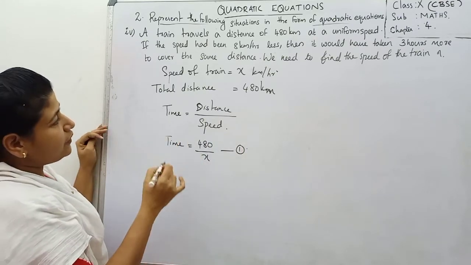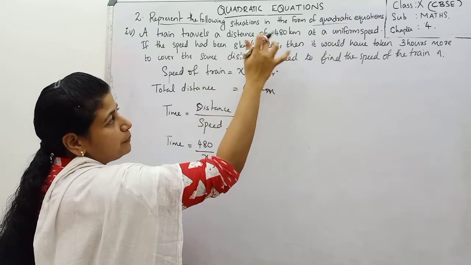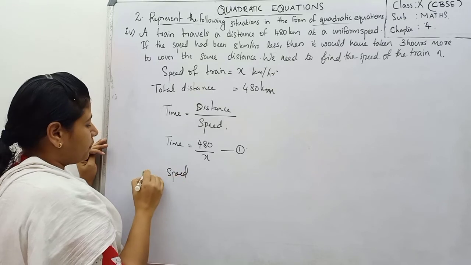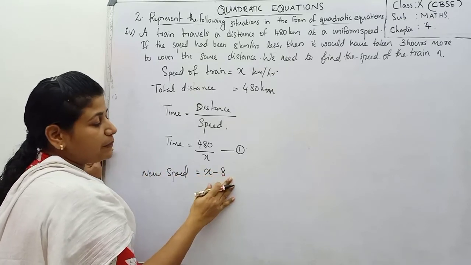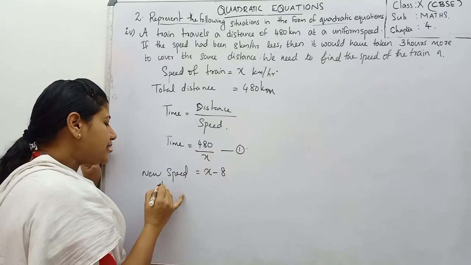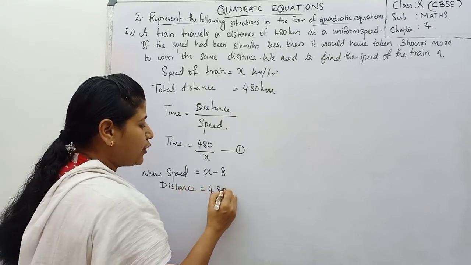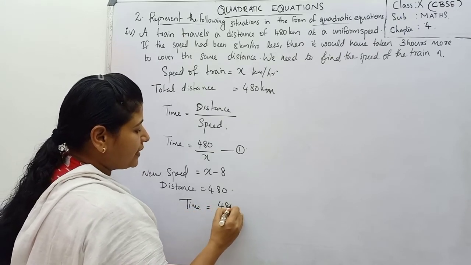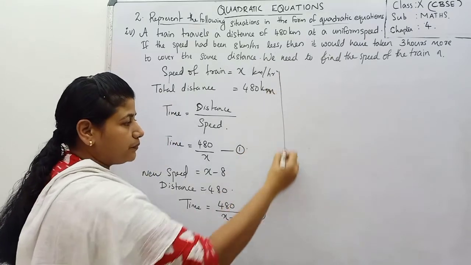And what about the second one? If the speed of the train is reduced by 8 km per hour, that means now the new speed is x minus 8, 8 km per hour less than the original speed. And the distance travelled is the same. Distance is again 480. So we can write the time as 480 by x minus 8. This is your second equation.